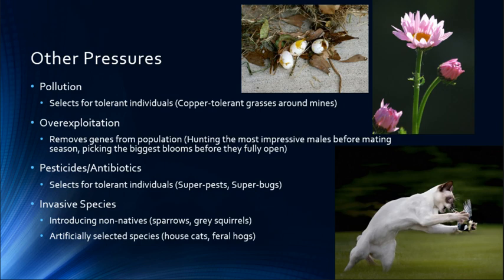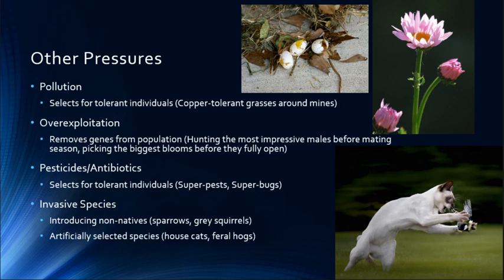Invasive species, we introduce non-natives, whether they are natural species or species that we have artificially selected. We bring those all over the place. And we'll be talking about invasive species, specifically sparrows and gray squirrels later on. But a lot of times non-native species can outcompete other native species, and they don't have natural predators, and so they just take over, right?